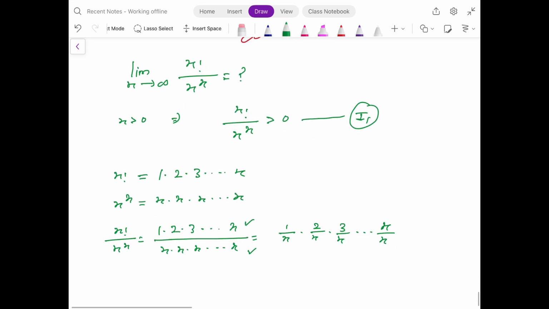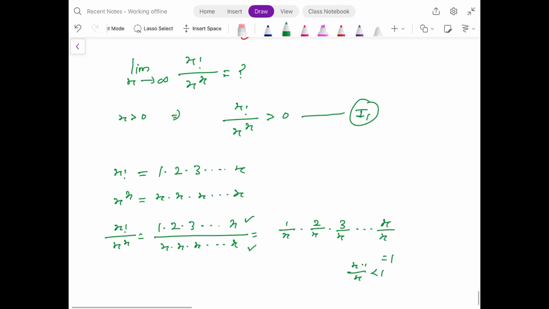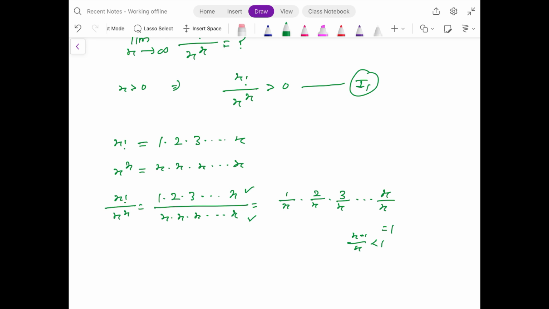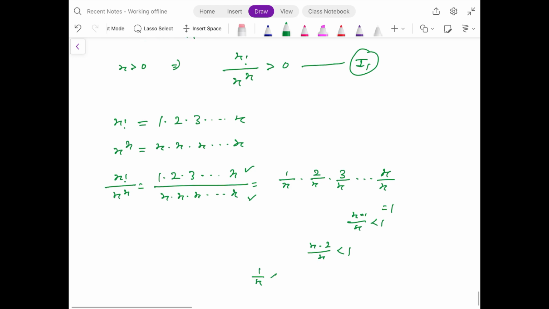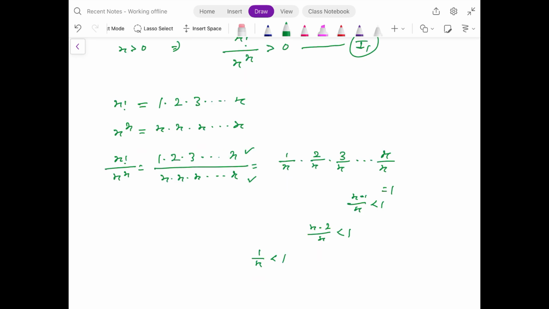Here the ratio x divided by x is exactly 1, and before that we have x minus 1 divided by x, which is less than 1. Similarly, before that we have x minus 2 divided by x, which is also less than 1. Similarly, 1 by x is also less than 1, since x is a very large positive quantity. If all these quantities are less than 1, and you multiply two or more quantities that lie between 0 and 1, the multiplication becomes very small. In fact, the multiplication will always be less than 1.